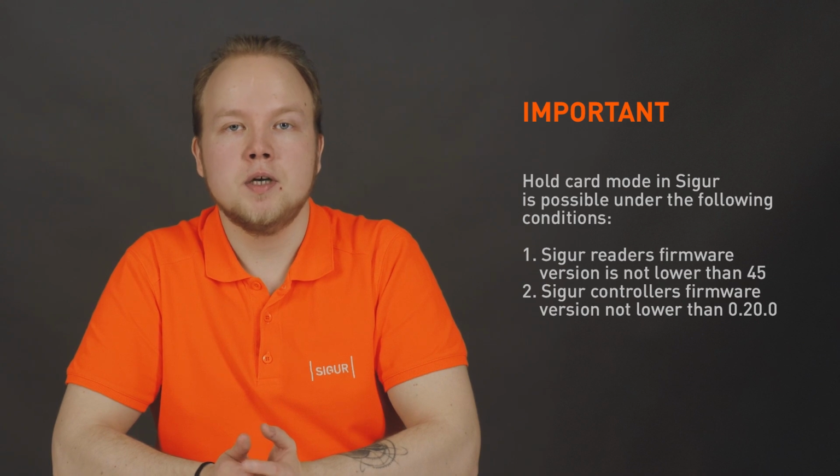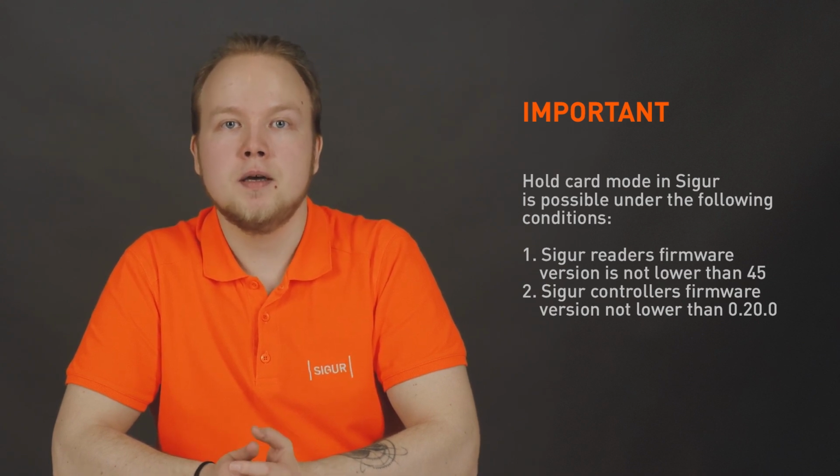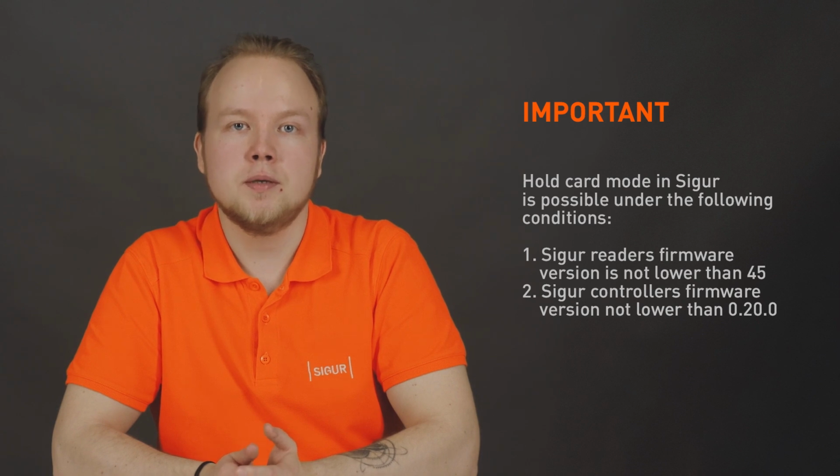For Sigur MR100 series readers, their firmware version must be 45 or higher. The controller firmware version should be 0.20.0 or higher. Third-party readers that are connected via Wiegand must have the capability to continuously transmit the read identifier code to the controller as long as the card is held within the range of the reader. Since the readers are connected to the controller, let's proceed to the software settings.